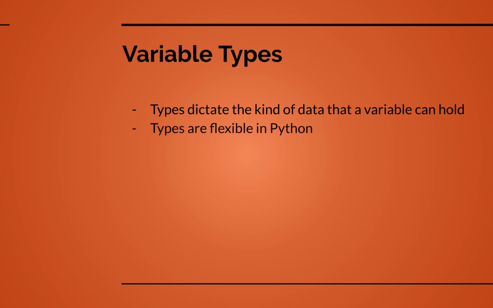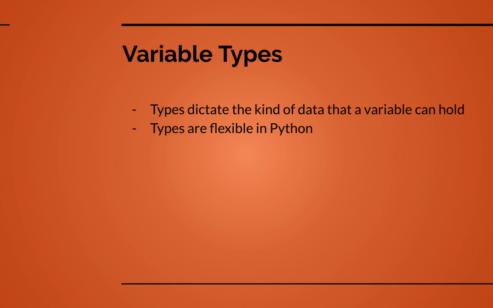Interestingly enough, Python is considered dynamically typed, which means that the types are very flexible and can change. This is not the case in, I'd say, most programming languages. Most programming languages are statically typed, which means once we assign a type, let's say a string or an int, whatever, to a variable, that cannot change. Not the case in Python.